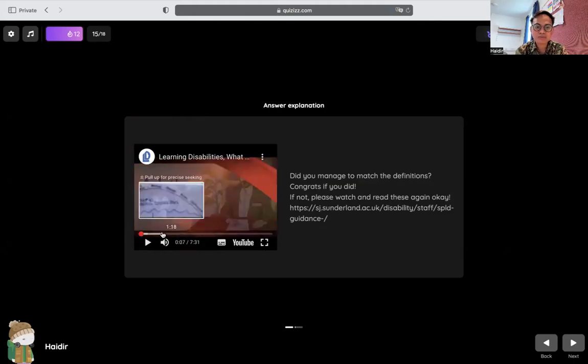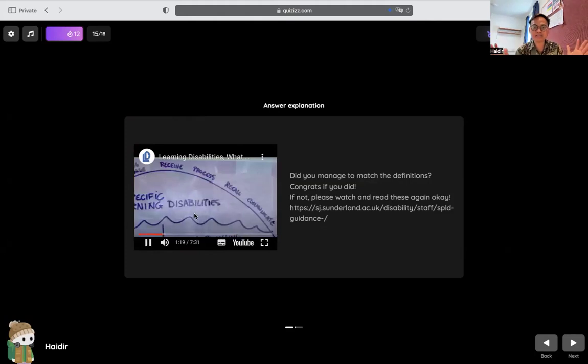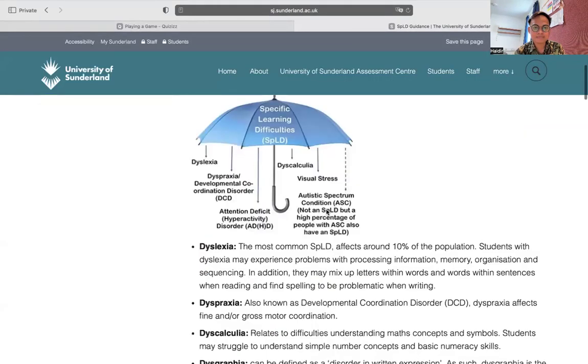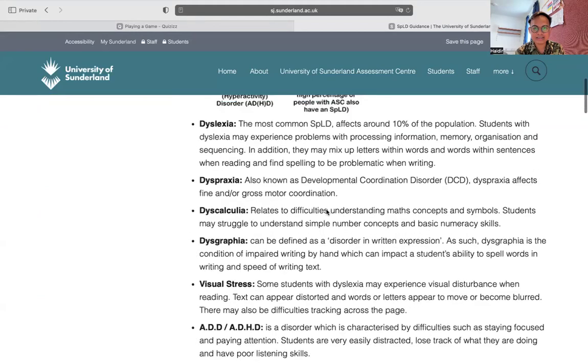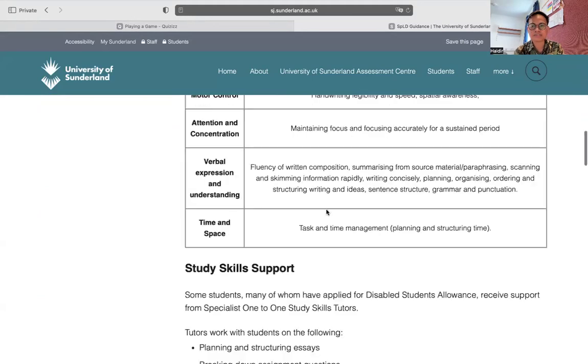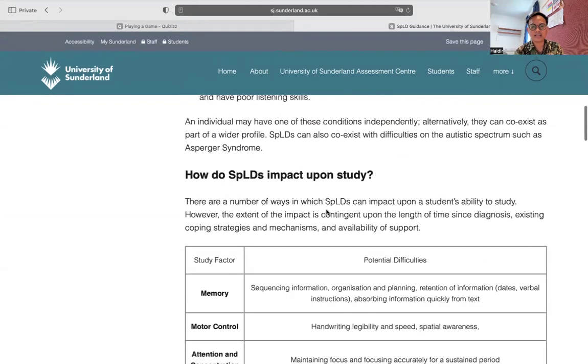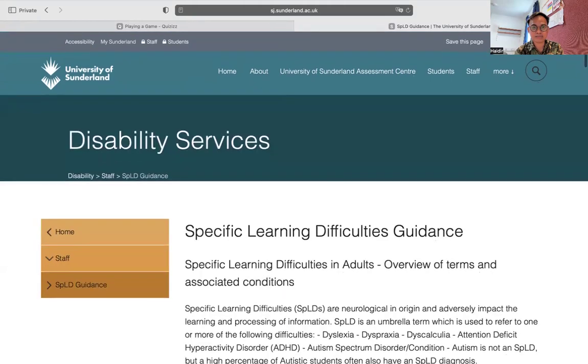This video is about the umbrella of SPLD to remind them of the characteristics, the differences, and the similarities among the six main categories. And if they prefer not to watch the video, they can just open the hyperlink to review the definitions, symptoms, characteristics, similarities, and differences among the six common SPLD.